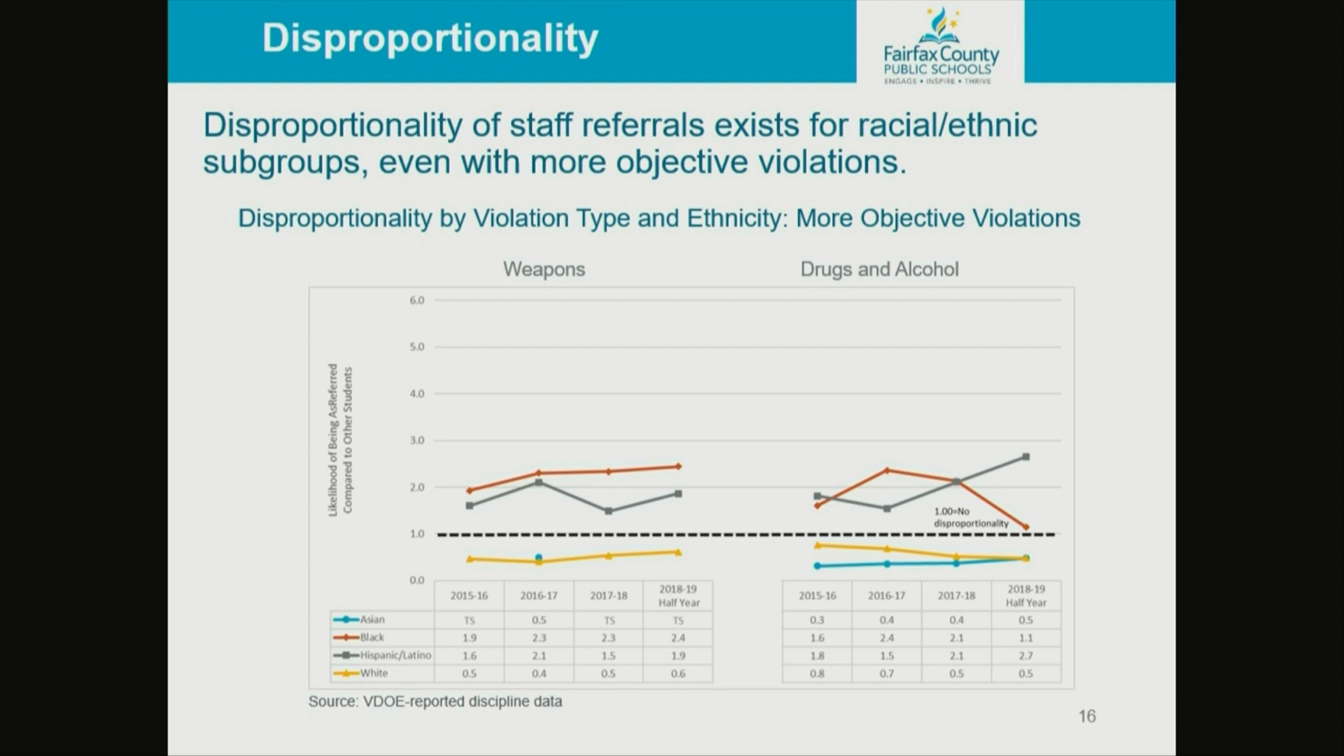You'll see here that our Black student subgroup is typically in the VDOE database at about twice as often as our remaining students.